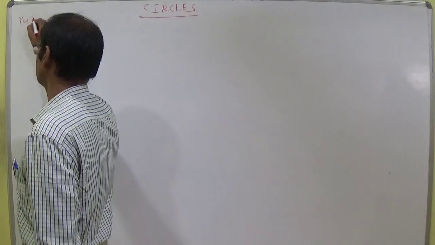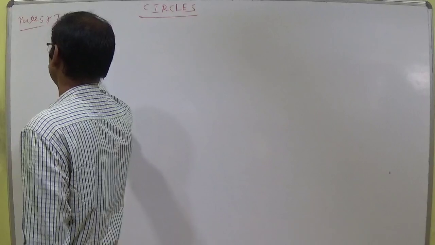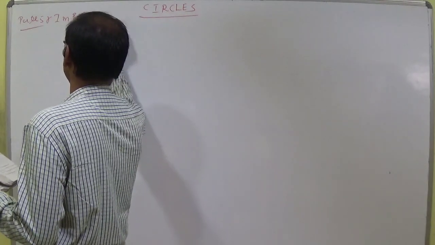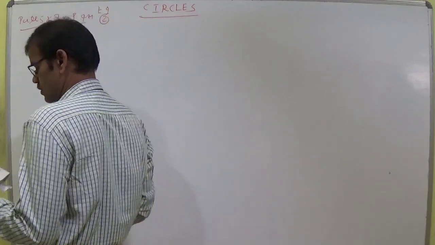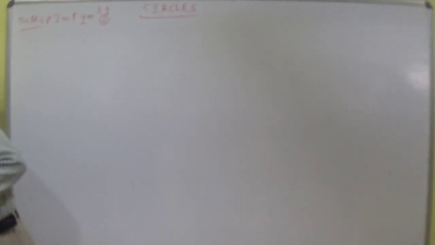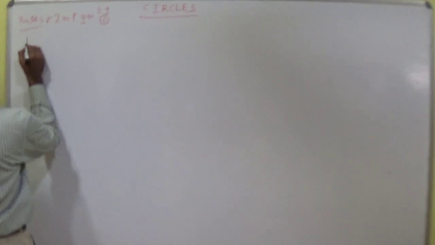Page 58, example 2, it is an important 4 marks sum. Find the locus of midpoints of chords of contact of the circle x square plus y square is equal to a square.